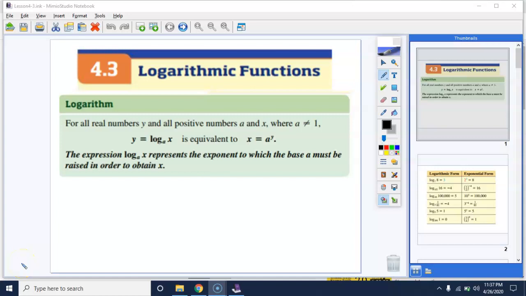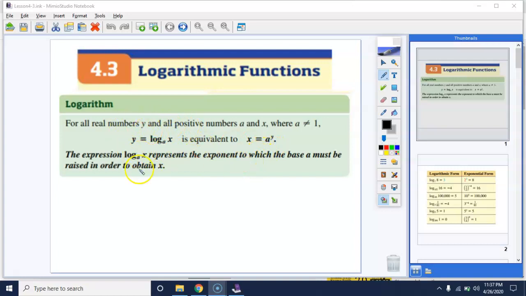Hello everyone. So it's time to talk about lesson 43. In lesson 42 we saw exponential functions. Today in this lesson we will cover logarithmic functions, which are super similar. In the first part of this lesson we are going to learn how to convert them into each other.